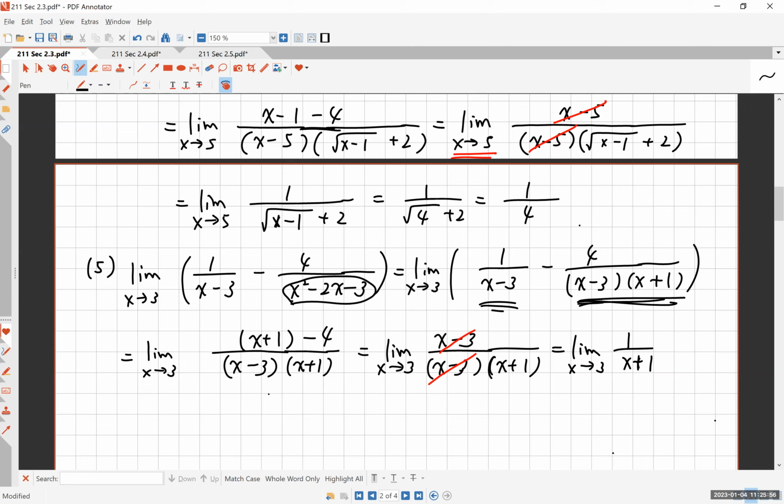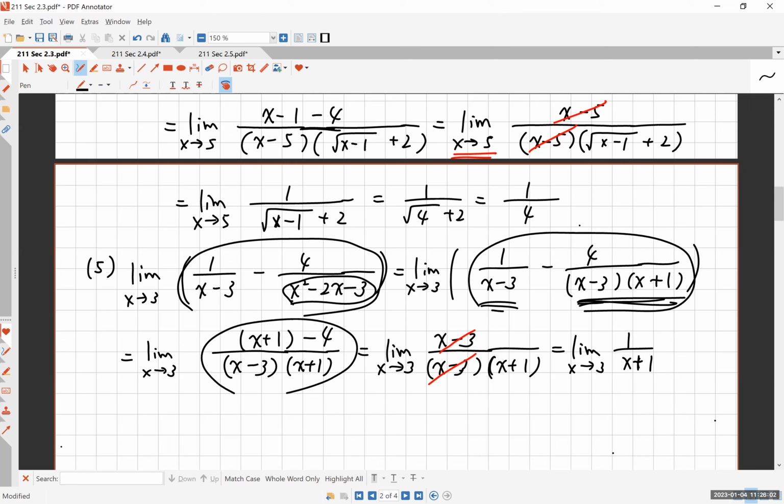Okay, so this long expression we saw here turns out to be exactly 1 over x plus 1, as long as x is not equal to 3, right? Because I canceled x minus 3. All right, now you can plug this in. X is equal to 3, and you can get 1 over 4 as your answer.